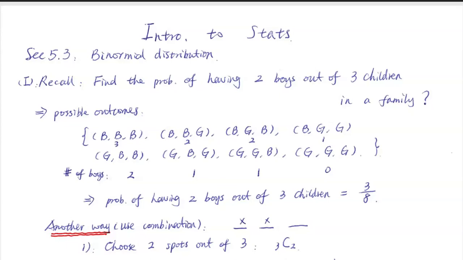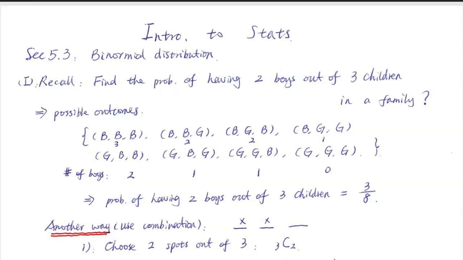So 5.3, we are going to study a particular distribution. That distribution belongs to the discrete case, right? The one that we have studied earlier, the discrete probability distribution. And we call this the binomial distribution, right? We have some examples coming to help us understand that.